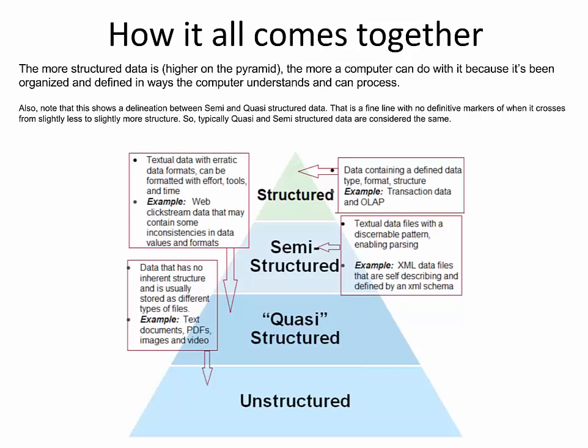So how does this all come together? The more structured data is, higher on the pyramid described here, the more a computer can do with it because it's been organized and defined in ways the computer understands and can process. Also, note that this shows a delineation between semi and quasi-structured data. That is a fine line with no definitive markers of when it crosses from slightly less to slightly more structure. So typically, quasi and semi-structured data are considered the same.